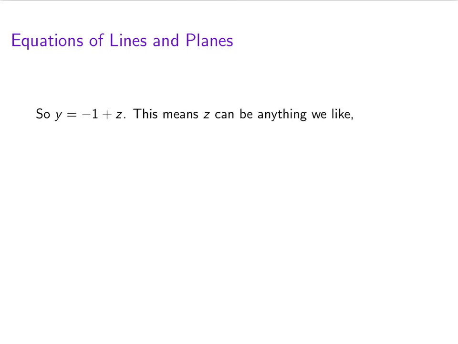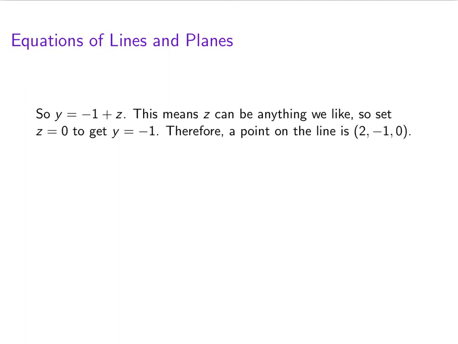Now, we're not told what z is, so z can be anything we want. If you've studied linear algebra, then you should recognize z as being like a free variable in solving the system. So let's just plug in z equals 0 and we'll get y equals -1. So here's a point on the line: 2, -1, 0. And you could verify that this is on the line by plugging this point back into both equations of the planes, and it should satisfy both equations.